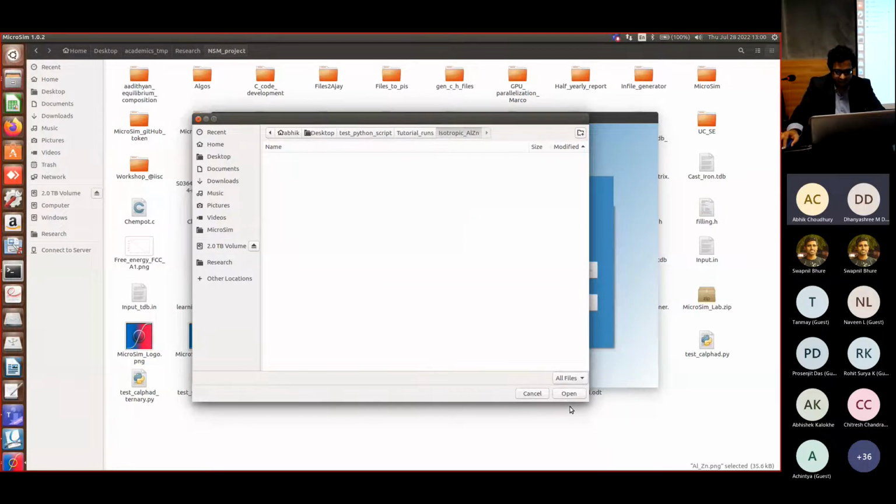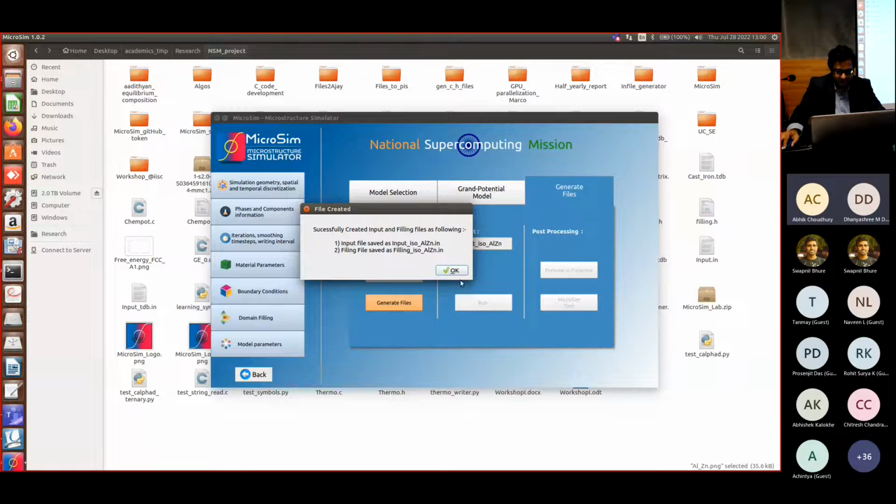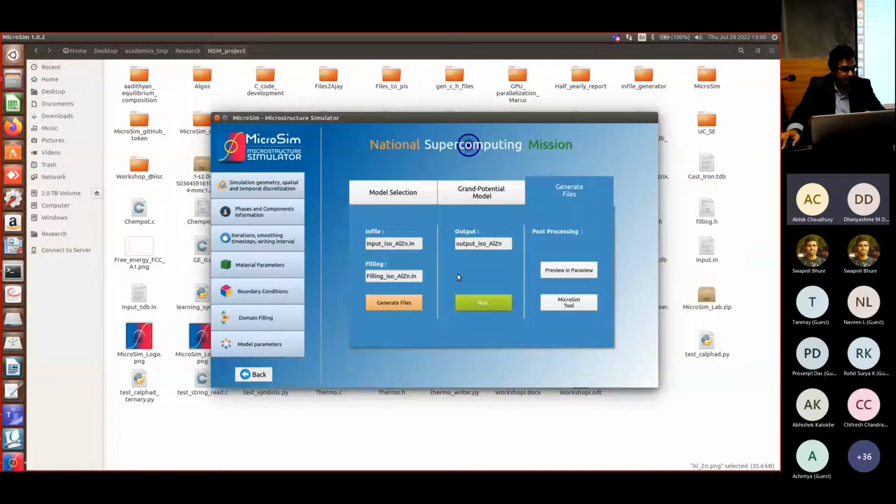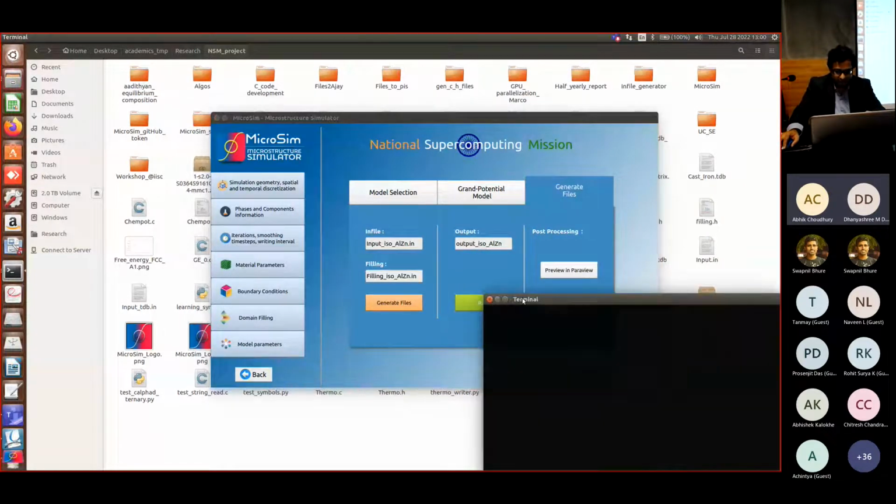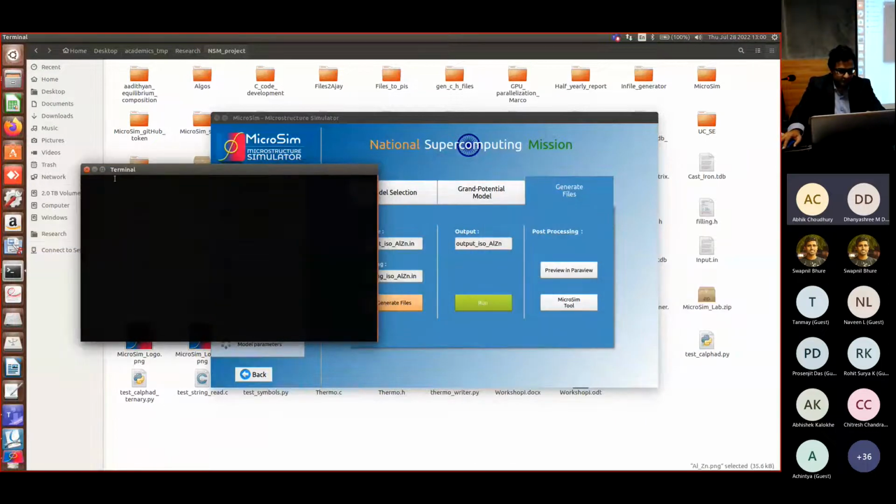So it'll create that. And then I will open in this the 2 files that I have created. So I'll do OK, OK, and then I will run. So the first time you run, it will take a bit of time because PyCalFed runs in the background to generate the thermodynamic information that you need for the solvers. So this will take about 1 or 2 minutes.